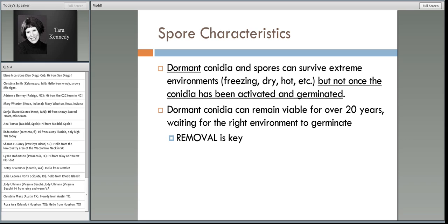That's why conservators and other professionals emphasize the removal of spores. So that's cleaning, especially. That's one of the key things. If you remove them from your environment, they will not have a chance to activate, germinate, and multiply. So that is key.